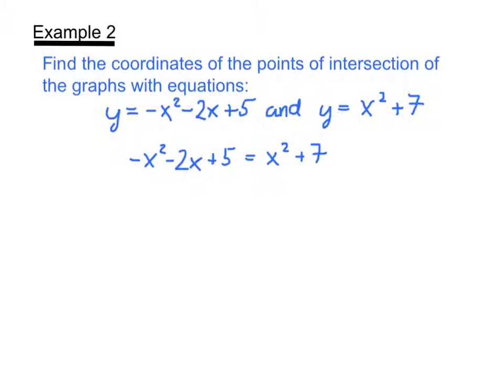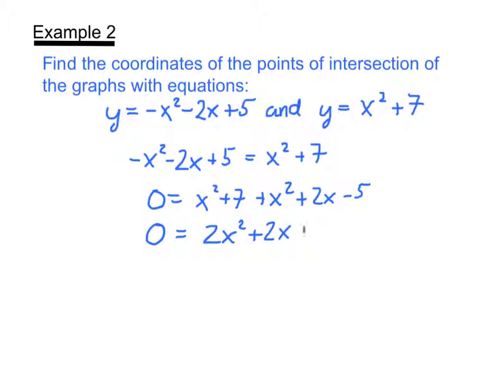In this case, I'm going to bring the terms on the left-hand side over onto the right-hand side, just because I like working with positive signs instead of negative signs. So we'll get 0 equals x squared plus 7 plus x squared plus 2x minus 5. And if we simplify, we get 0 equals 2x squared plus 2x plus 2.